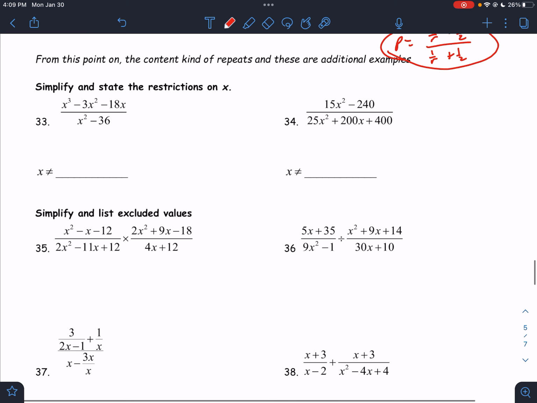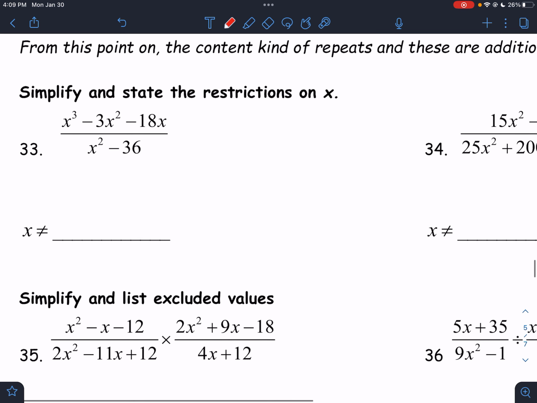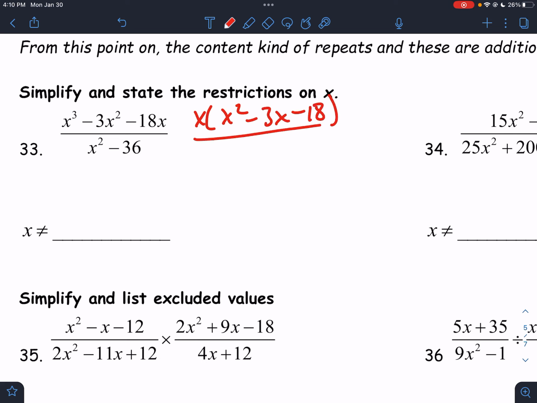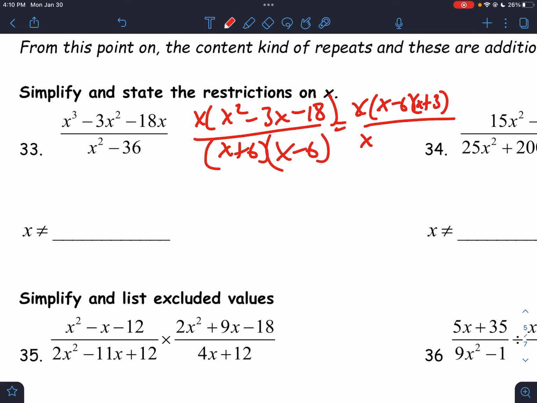Okay. Simplify and state the restrictions. I would pull out an x, leaving me with x squared minus 3x minus 18. And this would be x plus 6, x minus 6. The top would then become x times 18. It'll be 9 and 2, 6 and 3, be minus 6 plus 3. So the minus 6's cancel out.